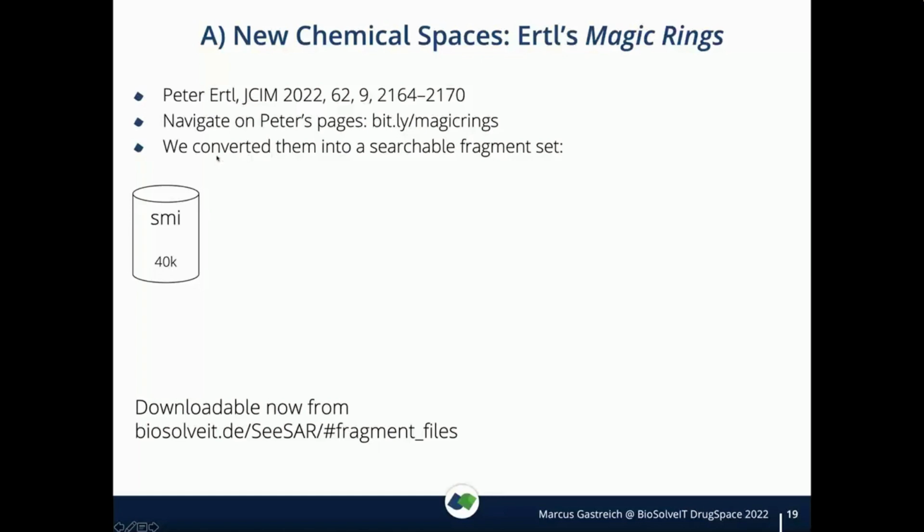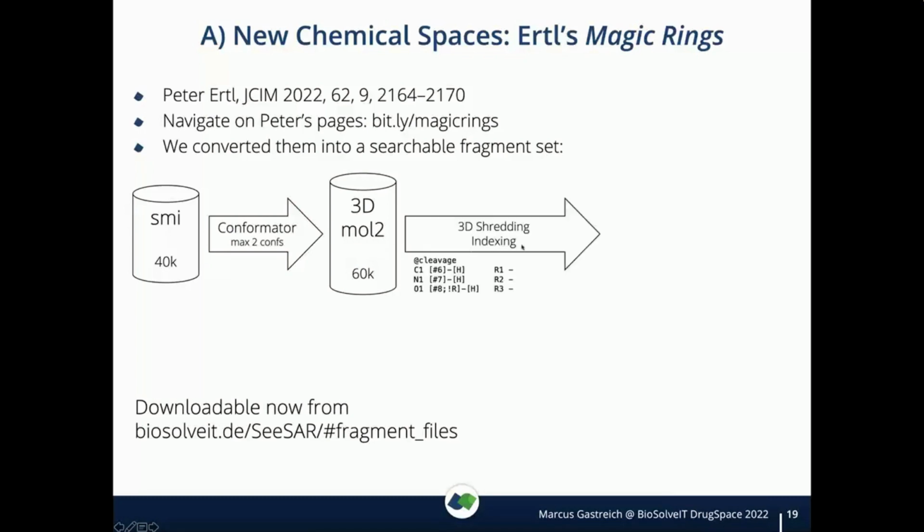But we now converted these rings into a searchable 3D fragment set. So the input is the SMILES that can be freely obtained from Peter's website, roughly 40K. And we used our Conformator engine that converts 0D or no D into 3D. And we used a maximum of 2 conformations per entry in the SMILES database, your SMILES library here. To not explode too much at the end, we yielded 60K mod 2 entries here at this point.